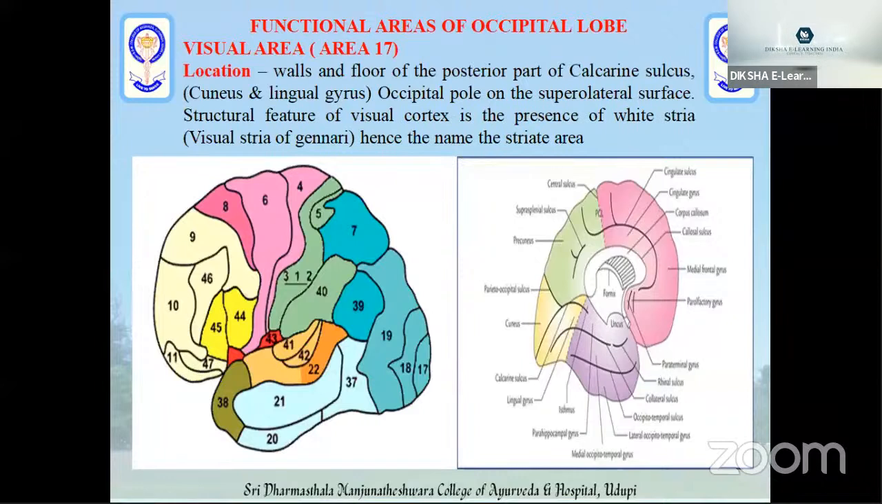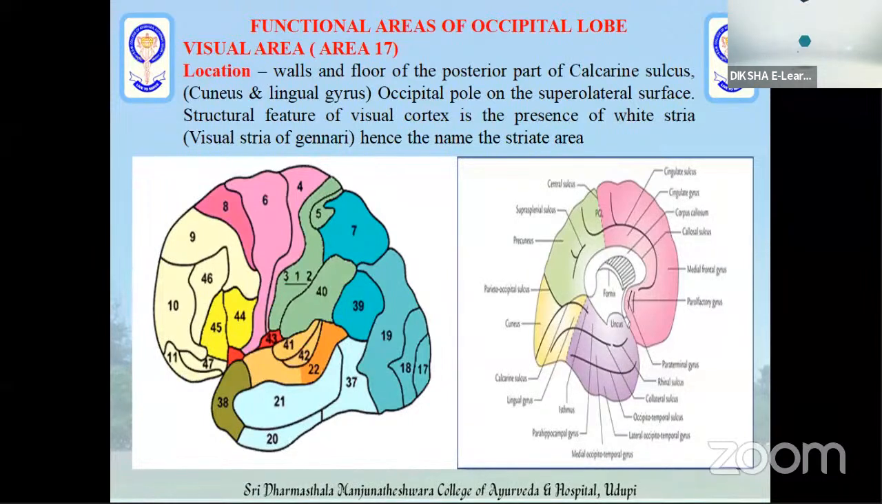Last is the functional areas of the occipital lobe of the cerebrum. Visual area is area number 17, mainly related with chakshurindriya. We can say that the occipital lobe of the cerebrum is related with chakshurindriya, whereas the temporal lobe of the cerebrum is related with shrotrendriya. Okay, visual area, area number 17.